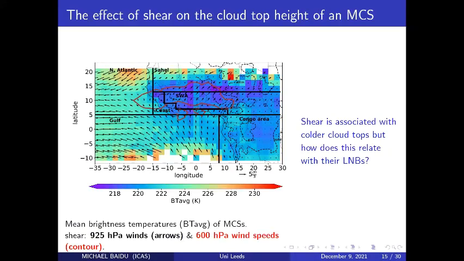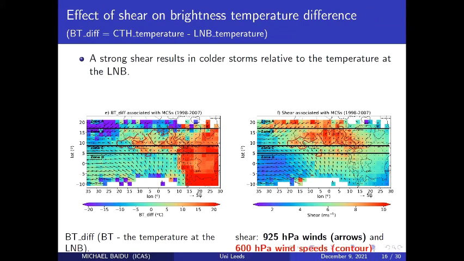But how does this relate to their level of neutral buoyancy? So to address this, we define what we call the brightness temperature difference, which is the difference between the cloud top temperature and the temperature at the level of neutral buoyancy. So that is what is plotted here on my left. And then plotted alongside it are the associated shear values. When you look at this brightness temperature difference plot, the key thing that strikes you first is the clear difference between the oceans and the land.